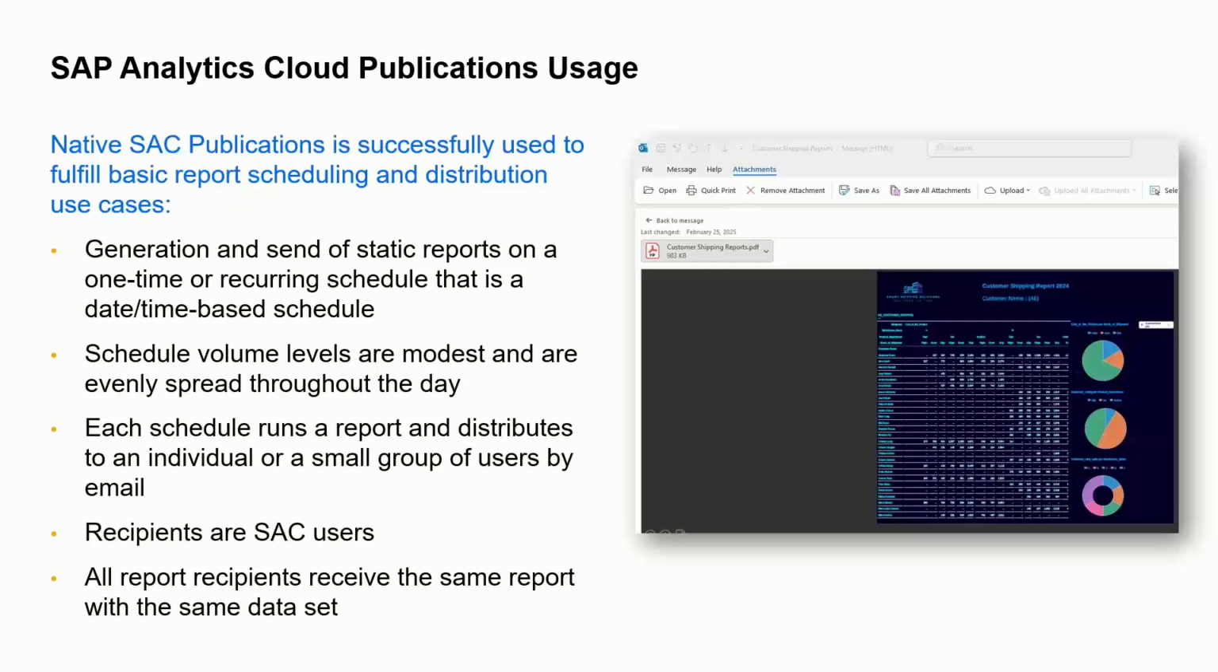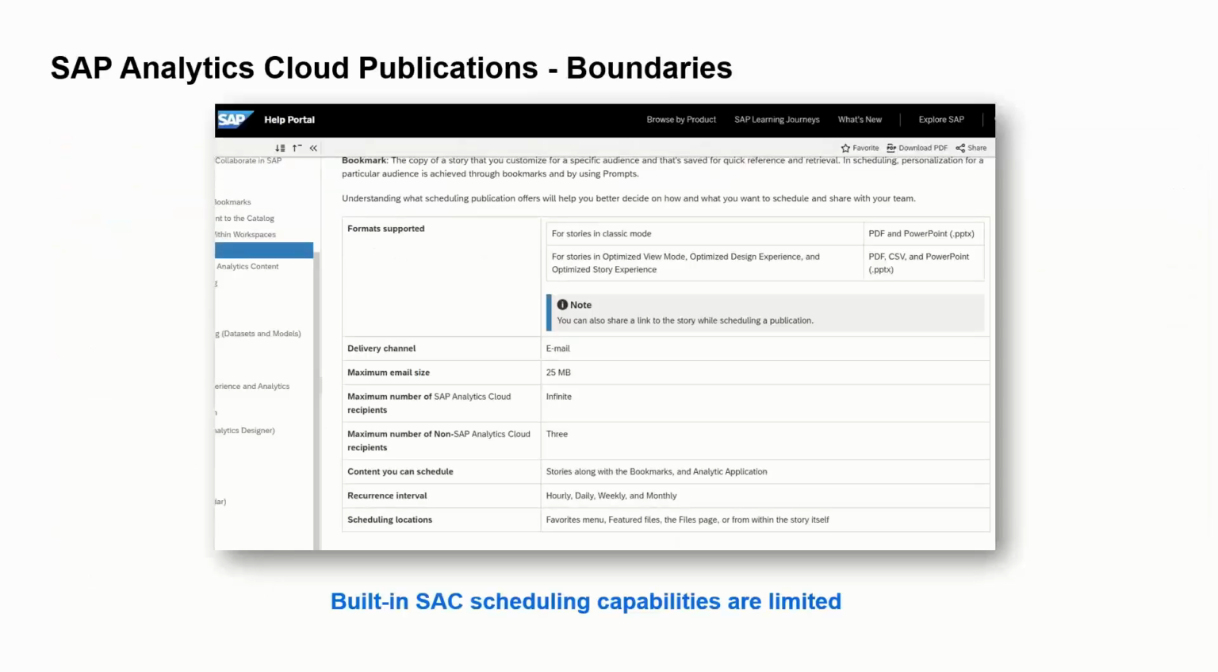So on that schedule, each report would be run and distributed to an individual or small group of users. Typically, the recipients are SAP Analytics Cloud users. You are allowed 3 non-SAC users per distribution, but that's obviously fairly limited. And essentially, each publication assumes that each person is receiving the same report. So if I needed to do a sales report for myself and then run a version for Alan, which would have different data, those would be 2 publications, just so everyone understands how that would work. So a little bit different than the way you would have done it in, let's say, BusinessObjects.